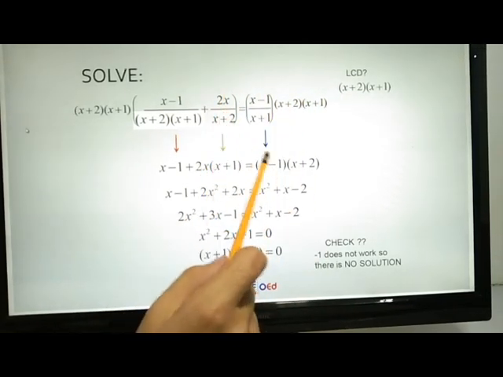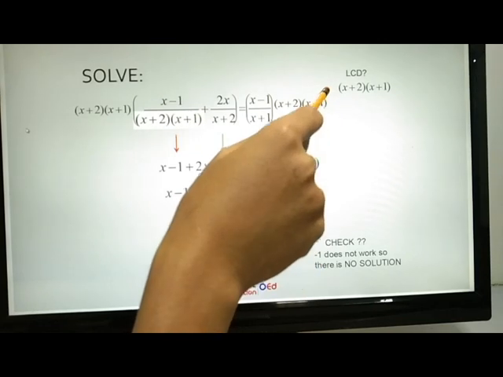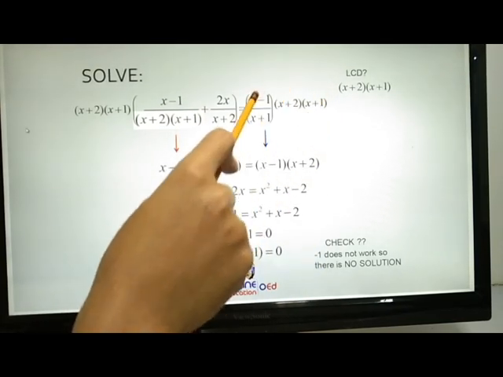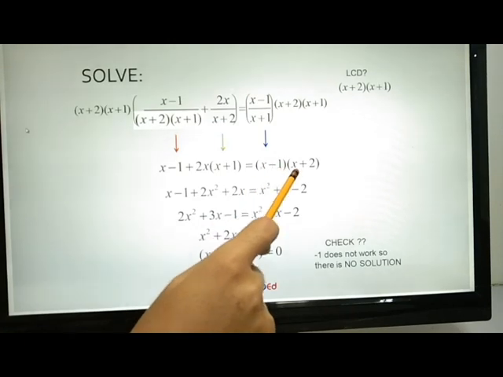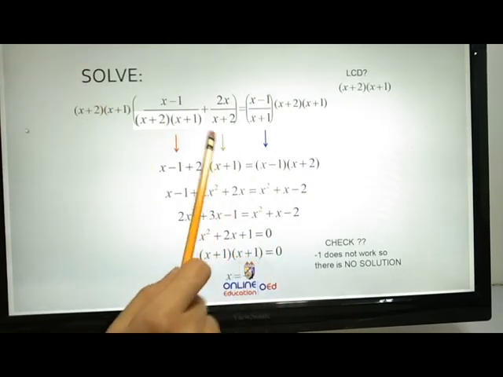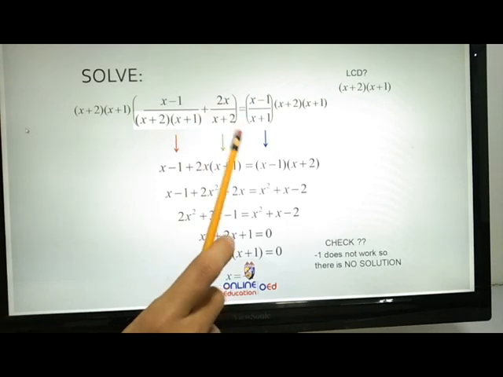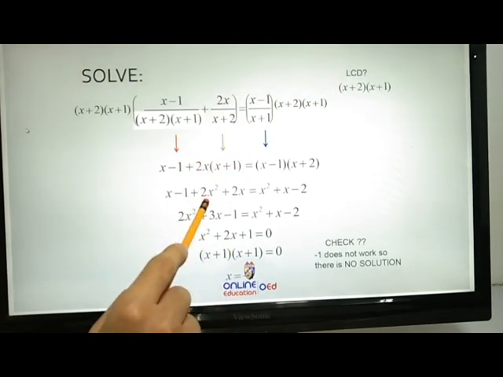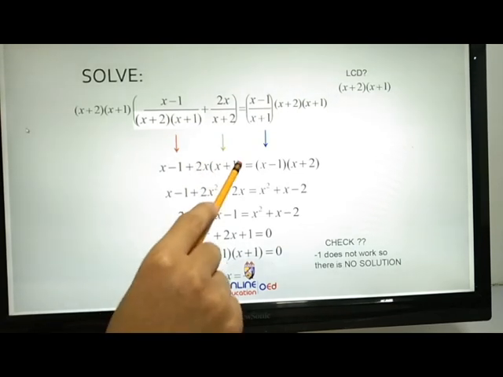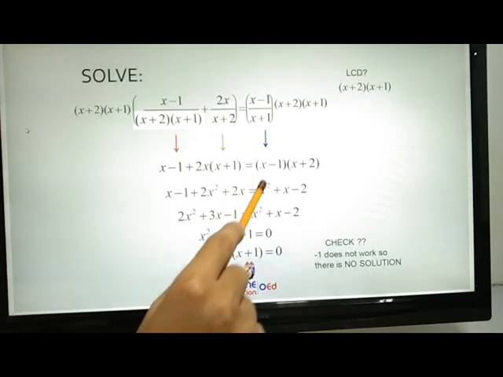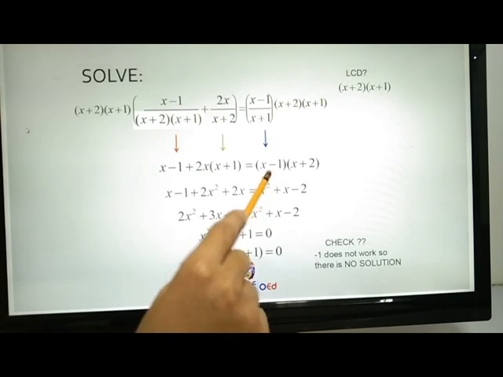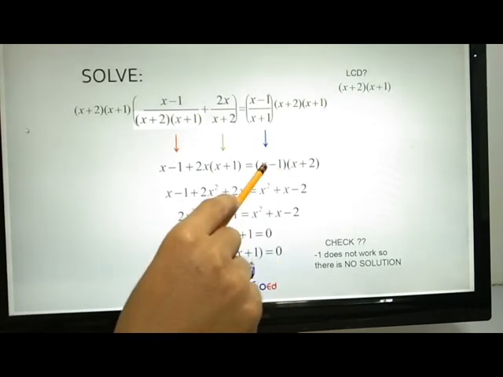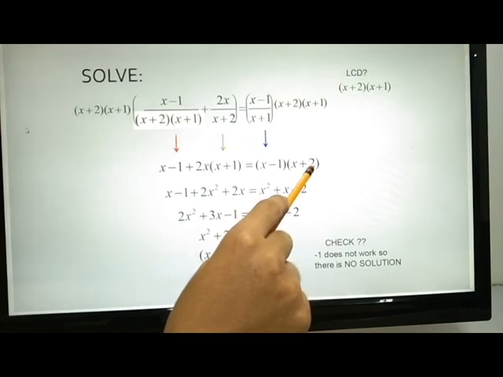multiply this term to this whole term. So, mangyayari, makakancel si x plus 1. Matitira x plus 2 times x minus 1. X minus 1, x plus 2. Then, perform the indicated operation. X minus 1, kopya. 2x times x, 2x squared. 2x times 1, 2x, equals x times x, x squared. FOIL method, negative x, 2x.